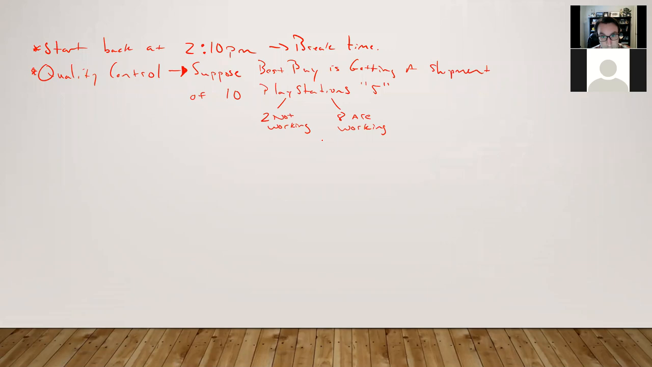So imagine that this person works in quality control. What Best Buy, or any company, does when they get a shipment like this is they're not going to check all of them to see if they all work. They just don't have the manpower for that. So a quality control specialist might take a sampling of it.